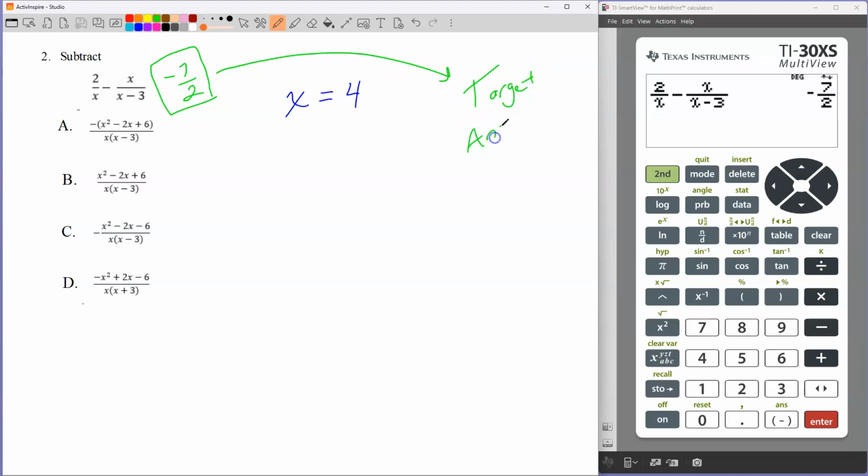Target answer. Let's start with A. Do you have to start with A? No, you can start with the other ones, but let's just start with A. If you have a hunch that C is the correct answer, then go ahead and punch in C. I'm going to clear this. Let's punch in A. Okay, so punch it in just like you see it.